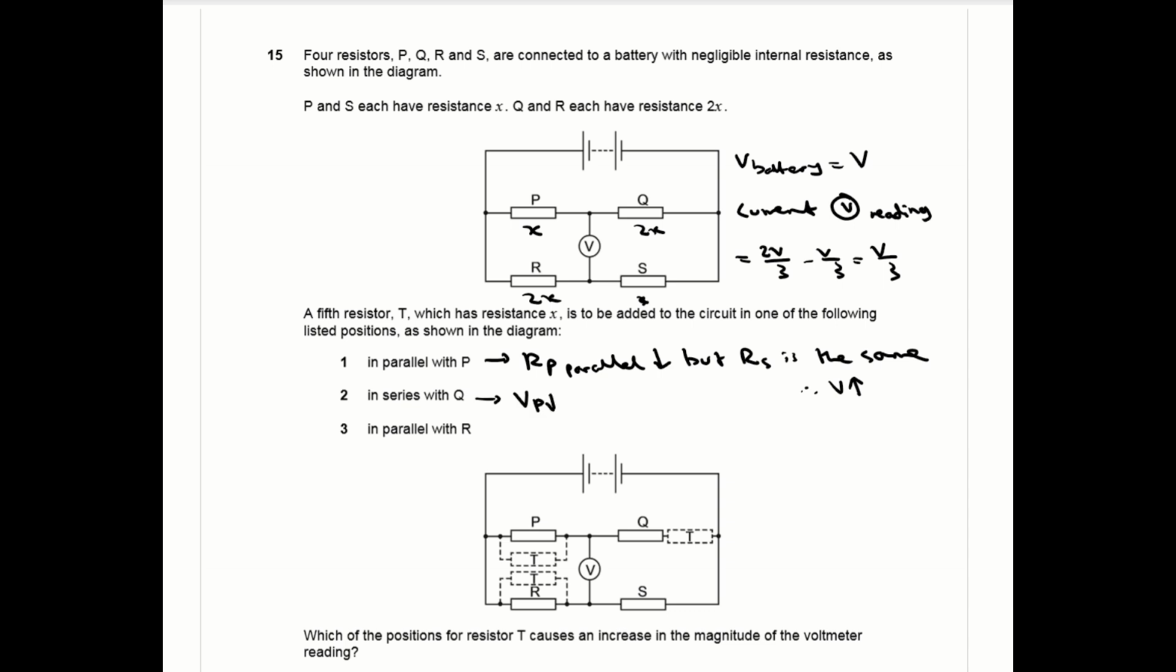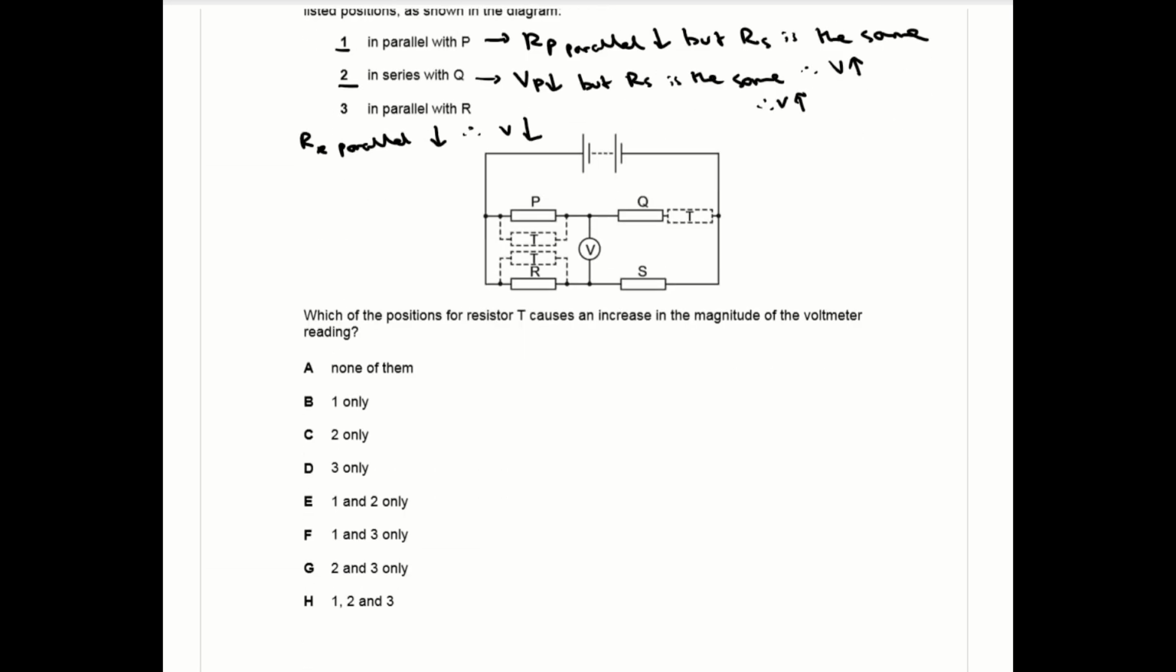If you instead added T in parallel with R, this would cause the parallel combination of R and T to have a lower overall resistance than R by itself, which would cause the potential just after R to be lower than what it was originally, and the voltmeter reading would fall. So to cause an increase in the magnitude of the voltmeter reading, you want either case 1 or case 2.